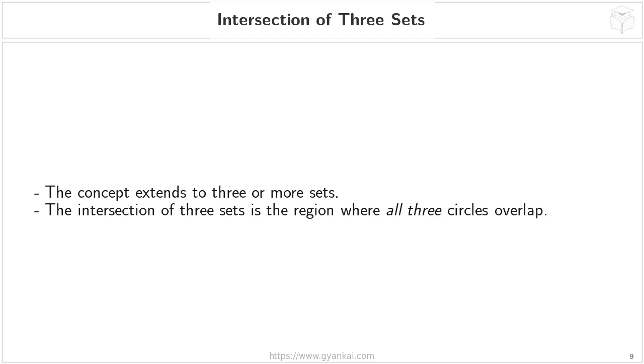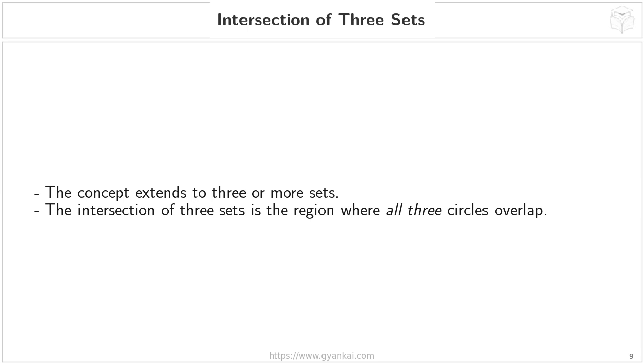Intersection of 3 sets. As we've seen with 2 sets, finding the intersection involves identifying elements present in both sets and representing that shared space in the overlapping region of the Venn diagram. Now, the good news is, this concept isn't limited to just 2 sets. The first point here tells us that the idea of an intersection extends to working with 3, or even more, sets simultaneously. So, instead of just looking for what's common between 2 groups, we can find what's common across multiple groups.